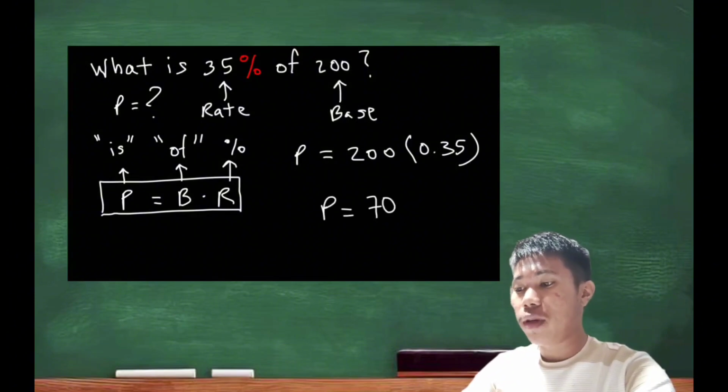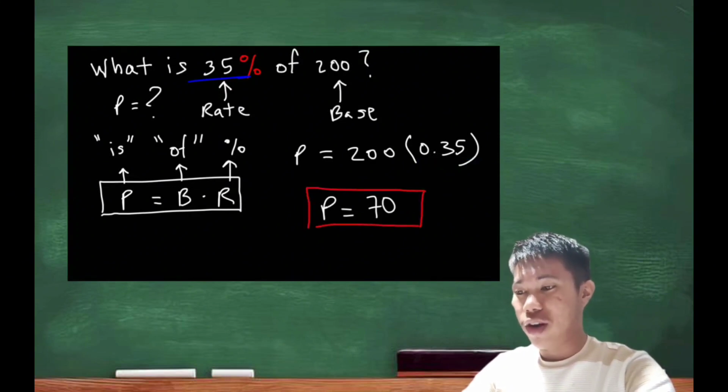By the way, to convert a percentage into a decimal, simply move the decimal point 2 units to the left, or you could take 35 and divide it by 100. Both ways will give you 0.35. But for this problem, 70 is the answer. So 70 is 35% of 200.